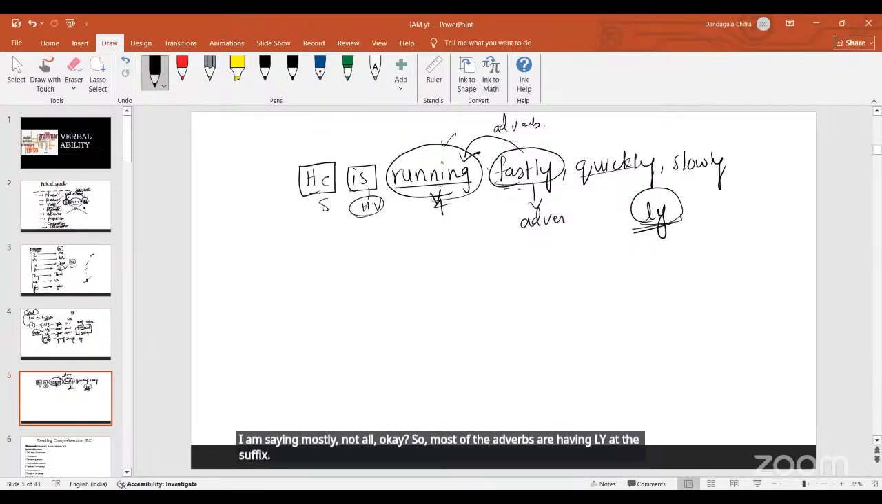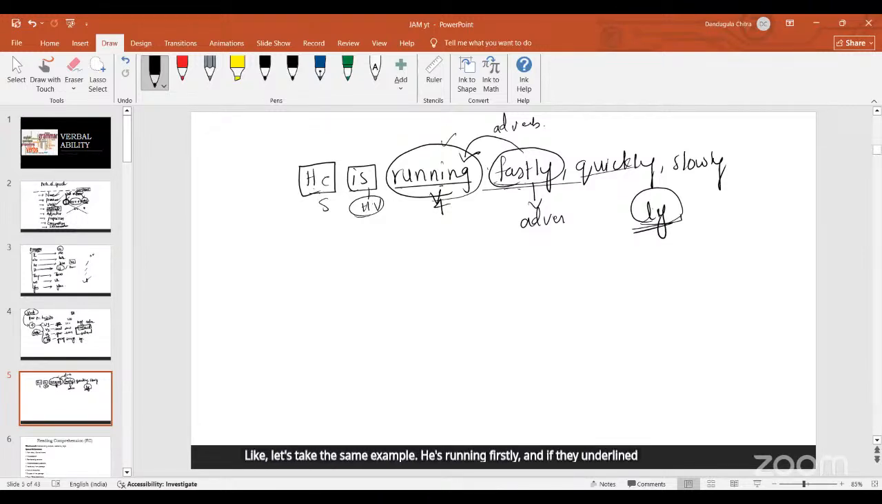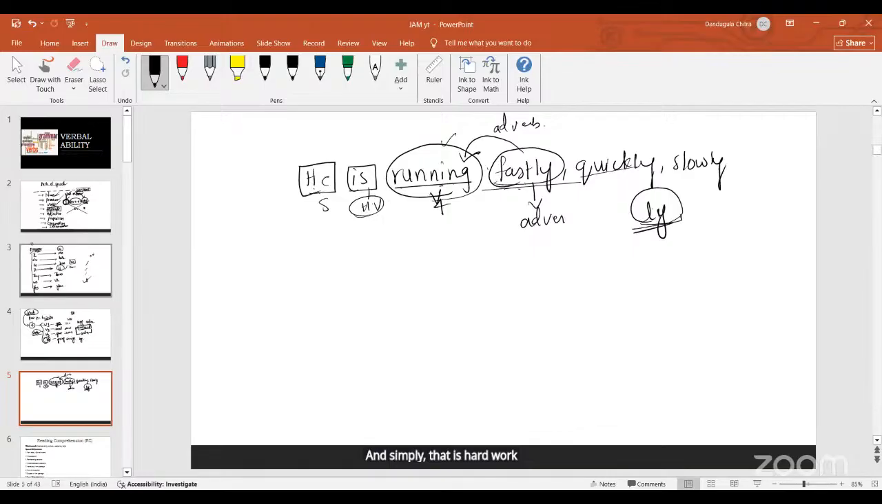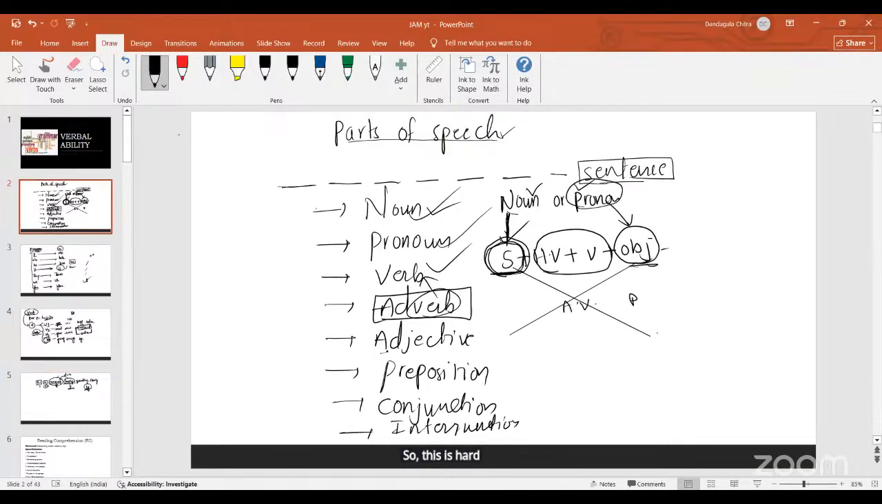Simply, if you get a question, let's take this same example, he is running fastly, and they underline the word fastly and ask you to find out which part of speech it is, then simply it is an adverb.